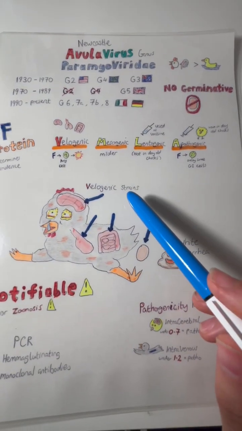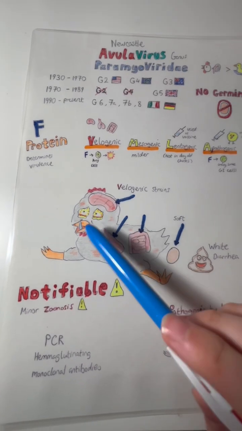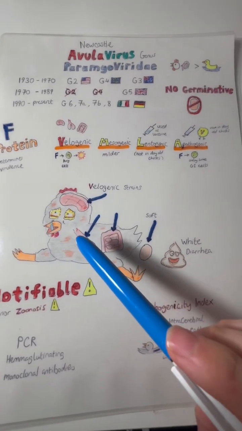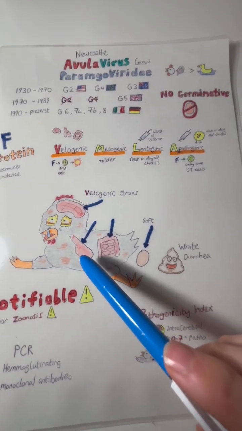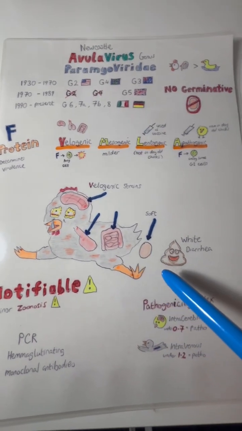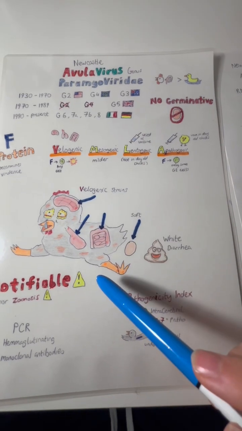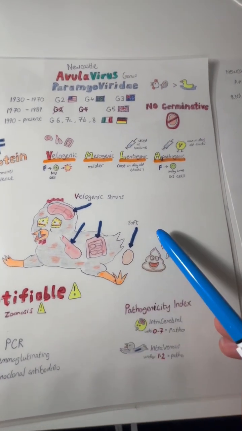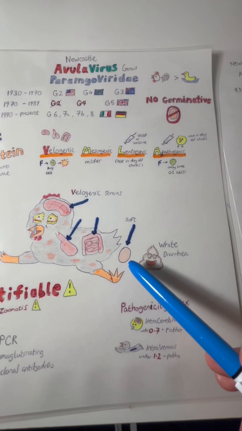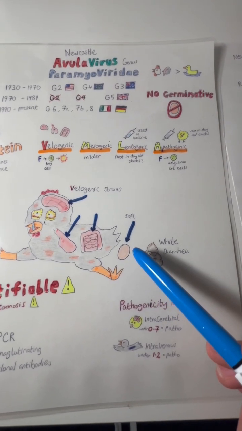Clinical signs. For the respiratory signs, we can see conjunctivitis, sneezing, nasal discharge, dyspnea, and tracheal rales. For the intestinal clinical signs, we can see whitish diarrhea. And for the central nervous system signs, we can see paralysis and tremors as well. In layers, there's also oviduct damage, and this kills the embryo, decreases egg production, and causes a soft shell.